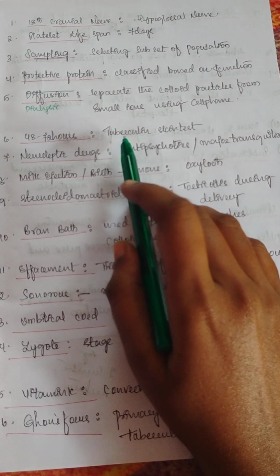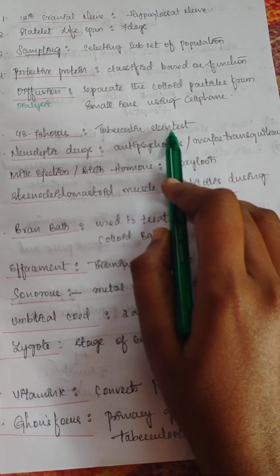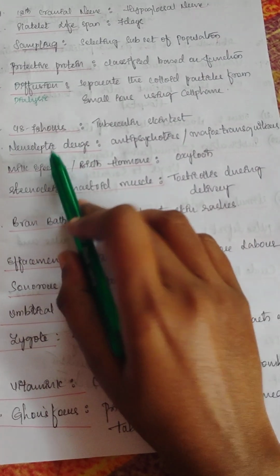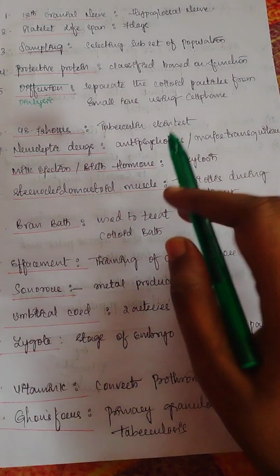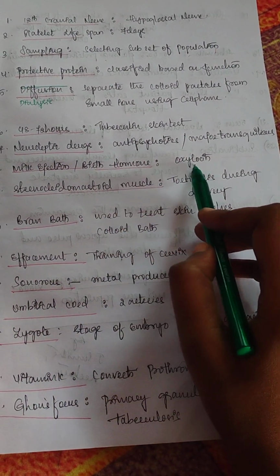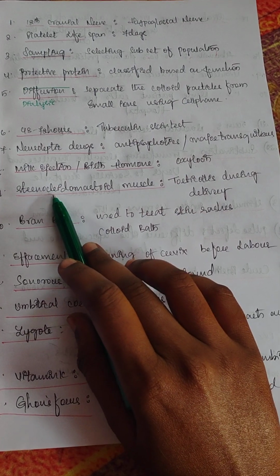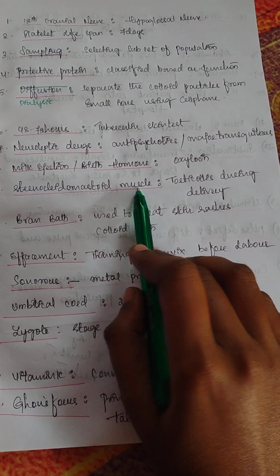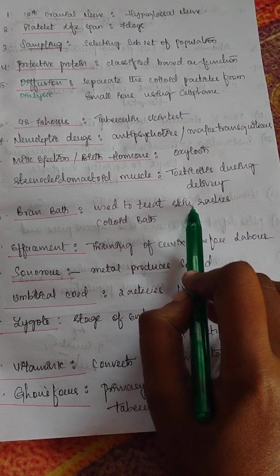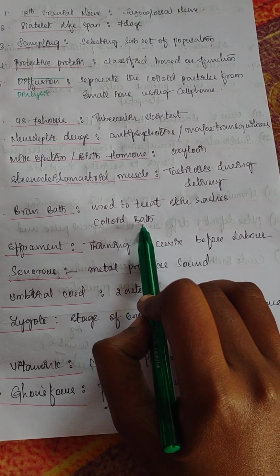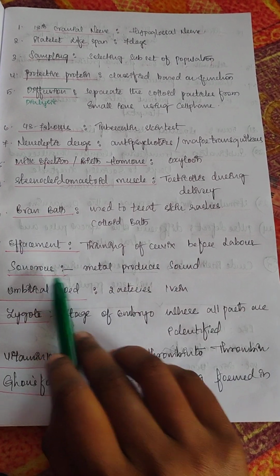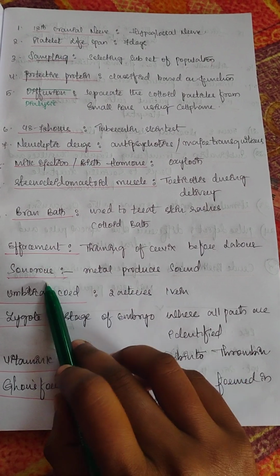Then after a tuberculin skin test, we have to wait 48 to 72 hours. Neuroleptic drugs we can also call antipsychotics or major tranquilizers. The milk ejection or birth hormone is oxytocin. Damage to the sternocleidomastoid muscle in the newborn during delivery causes torticollis. Then a bran bath is used to treat skin rashes, and we can also call it a colloid bath. Effacement is nothing but thinning of the cervix before labor. Sonorous is nothing but sound producing, we can call it sonorous.